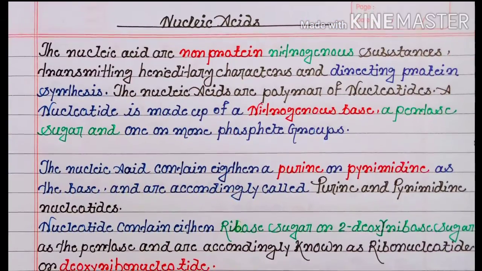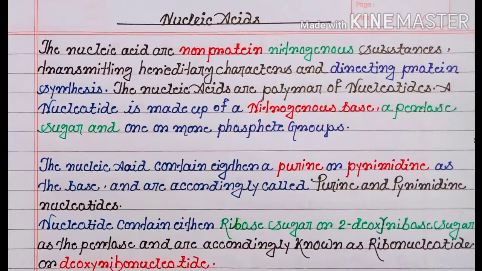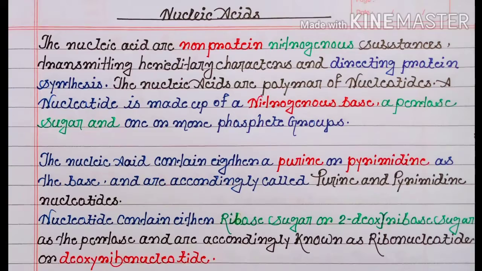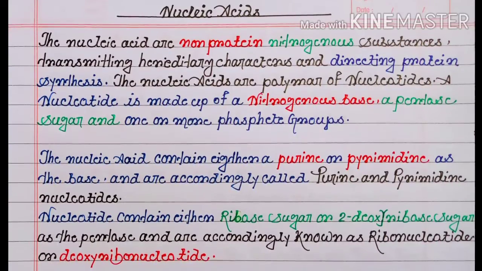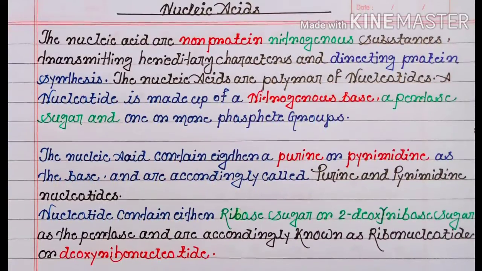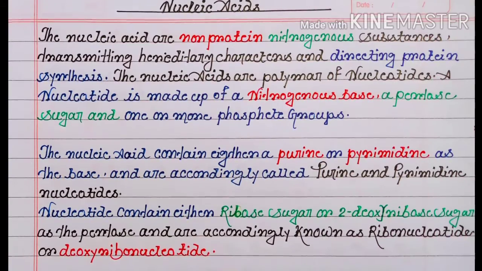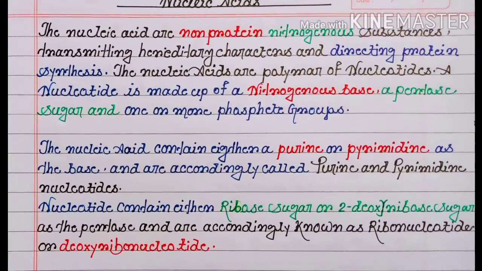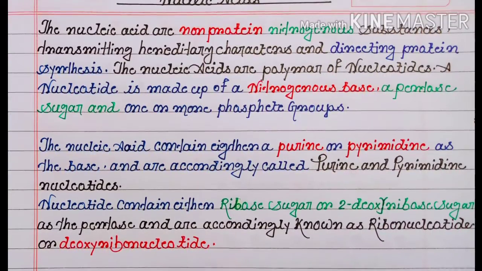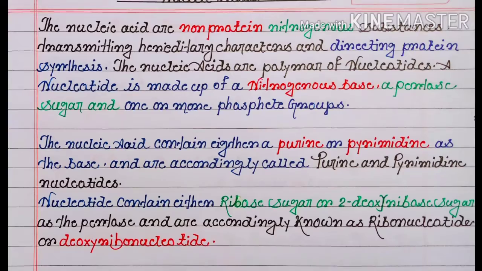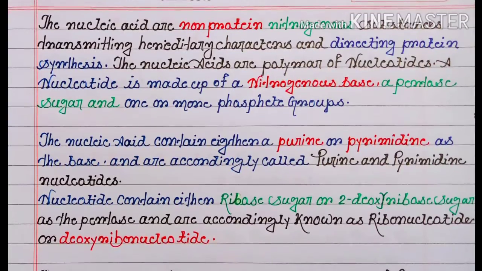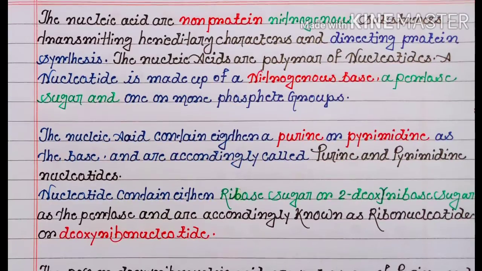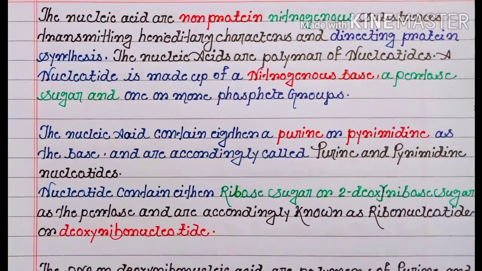The nucleic acids are non-protein nitrogenous substances transmitting hereditary character and directing protein synthesis. The nucleic acids are polymers of nucleotides. A nucleotide is made up of a nitrogenous base, a pentose sugar, and one or more phosphate groups.